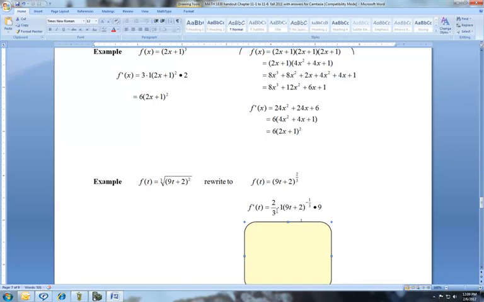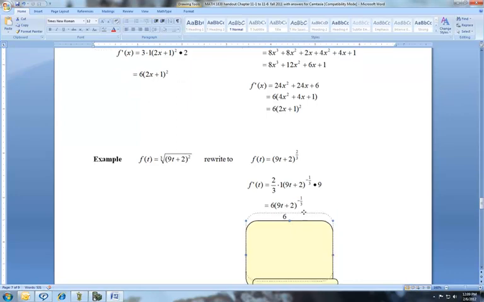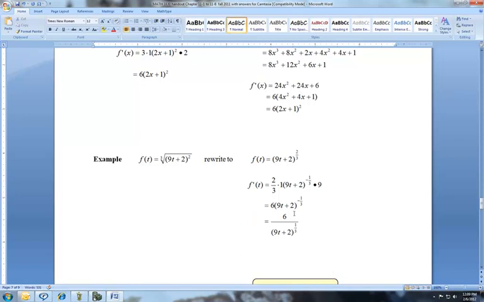Now 2/3 times 1 is 2/3. 2/3 times 9, that should give you 6. Let's see what I've got so far. Then this, the book allows you to do that. Do not change it back to radical form. I prefer myself exponents being positive. So let's see what I did. I moved it down, got the reciprocal, and that's my answer.